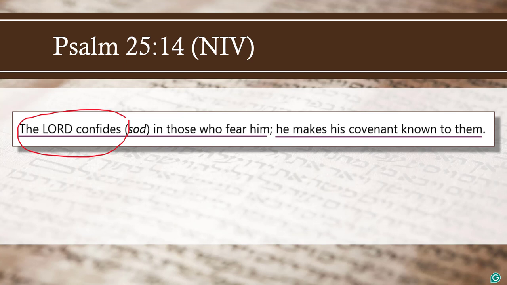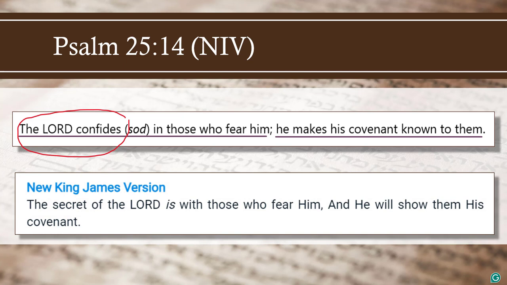But if we go to, like, the New King James, here's one example. The first one is from the NIV, but you go to what it more literally says, and that's the New King James. "The secret," that's the word sod, "the secret of the Lord is with those who fear him." So that word sod is a noun, secret. And then you would ask, well, how did those who fear him get the secret? Well, now you go back to the NIV. The Lord confided in them a secret.